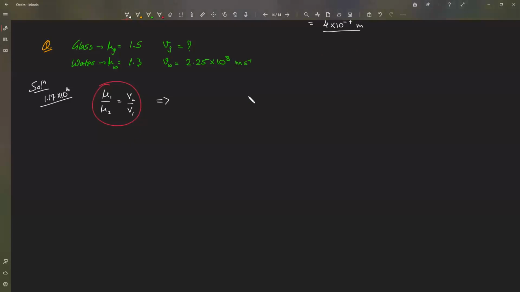So we have to find. Let's say this is G and 2 is water. So V2 is water and V1 is G. What will be Vg, which we have to find? That will be velocity in water into mu of water divided by mu of glass. So now let's substitute these values directly. You will get velocity in water, that is 2.25 into 10 to the power 8, into 1.3, divided by 1.5.